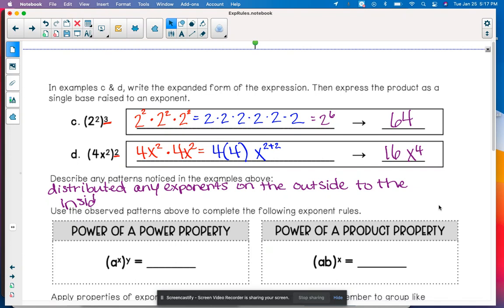Another thing that we can say is that we multiplied the exponents together. So when your exponents are side by side, we can multiply. So if I look at C again, 3 times 2 gives me 2 to the 6th, which matches what we solved in the beginning.